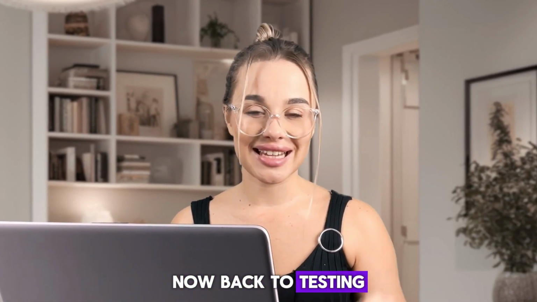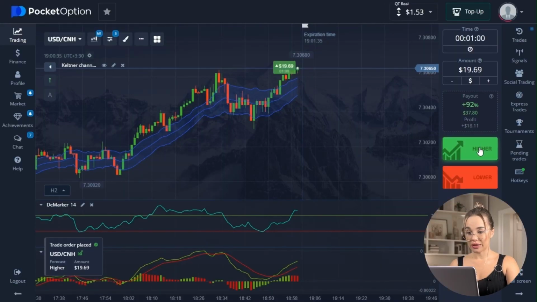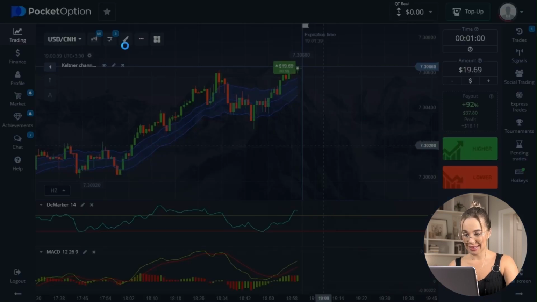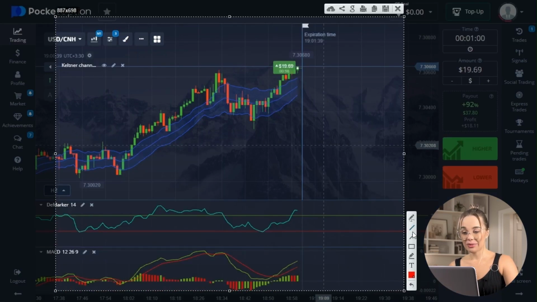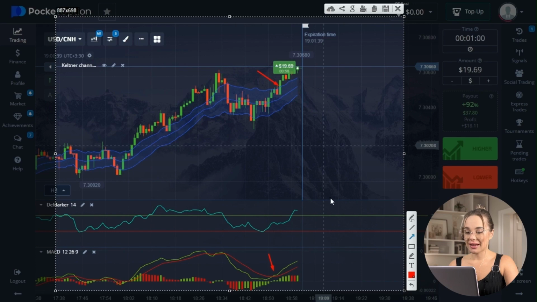Now, back to testing D marker indicator. I think it's time to open an upward option on the dollar-yuan pair. Watch the chart as I explain the signals. Like last time, the Keltner channel is breached, but this time at the top. Signal for growth: MACD's green line crossed above the red and D marker entered the overbought zone. With these signals, we are expecting growth.